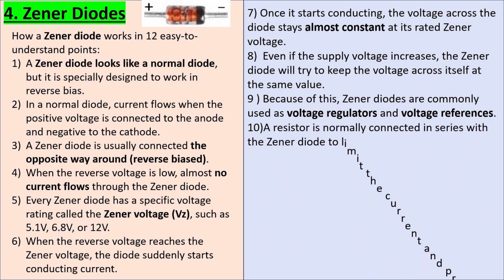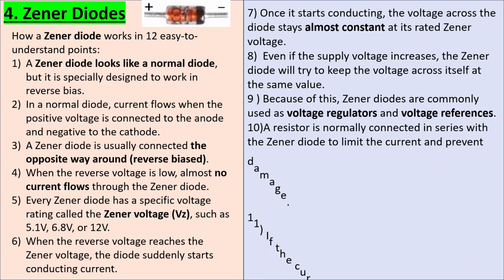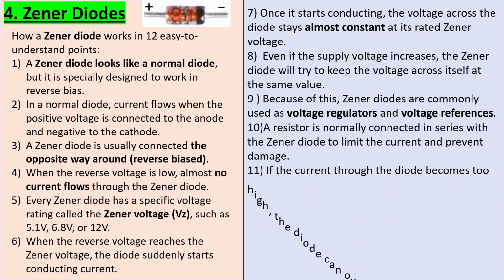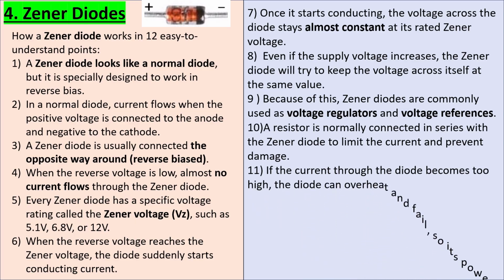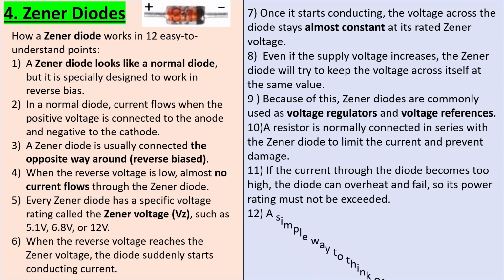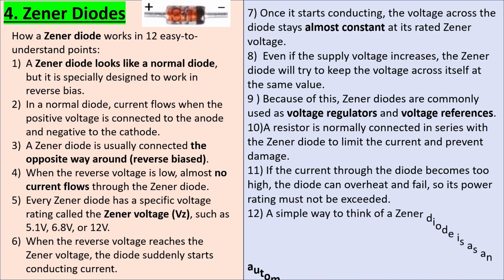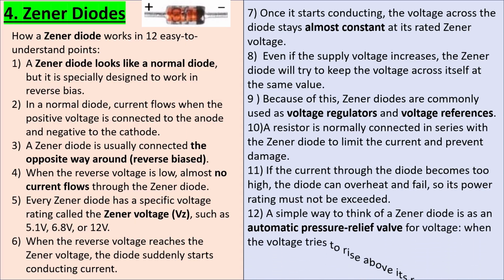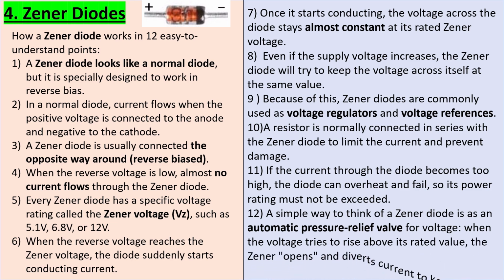A resistor is normally connected in series with the Zener diode to limit the current and prevent damage. If the current through the diode becomes too high, the diode can overheat and fail, so its power rating must not be exceeded. A simple way to think of a Zener diode is as an automatic pressure relief valve for voltage. When the voltage tries to rise above its rated value, the Zener opens and diverts current to keep the voltage stable.